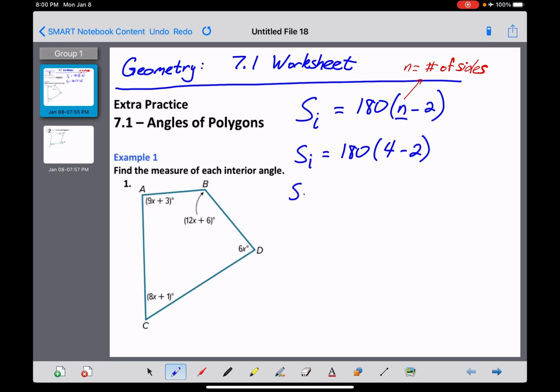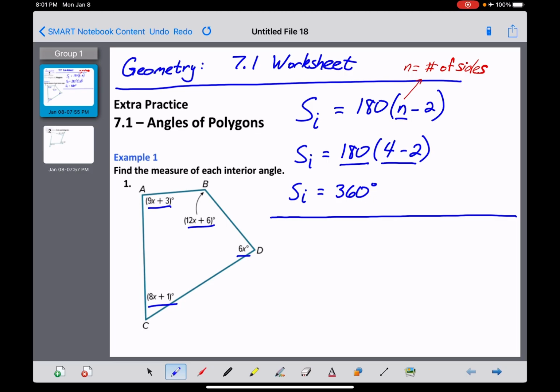You can put all that into your calculator at once, or you could do it manually. The 4 minus 2 is 2. And when we multiply 180 times 2, we get 360 degrees for the sum of all of your interior angles. That gives you the sum of the 4 angles in total, but now we're going to use that fact and the measures of the 4 angles they gave us in terms of x to set up an equation and then solve for x.